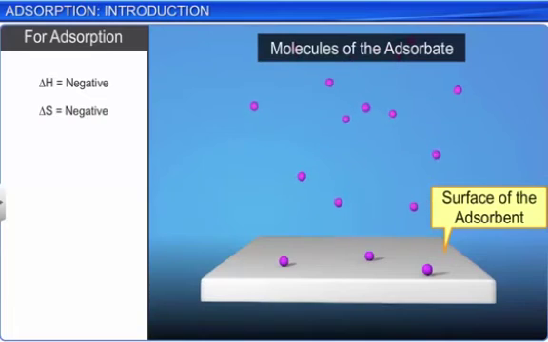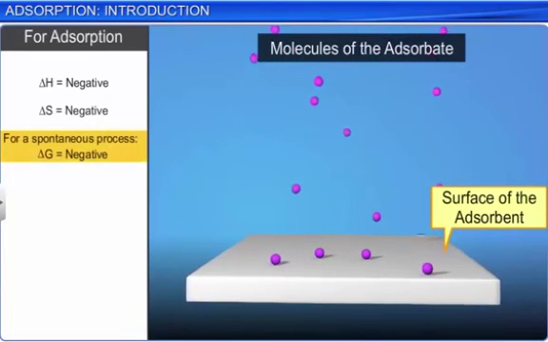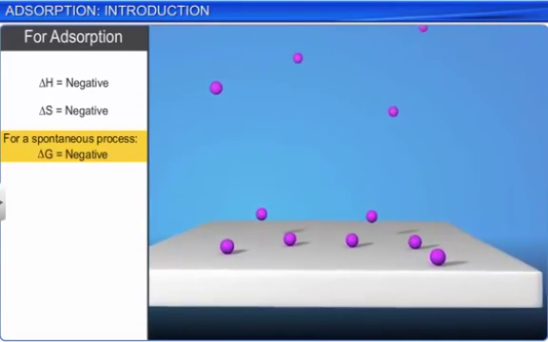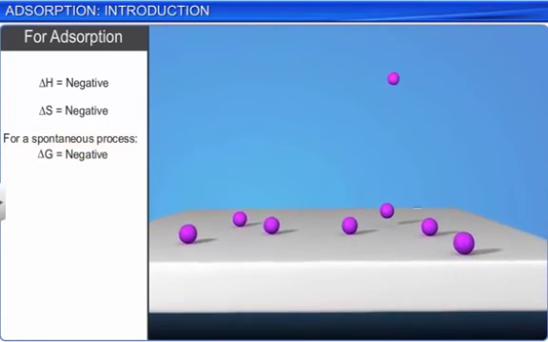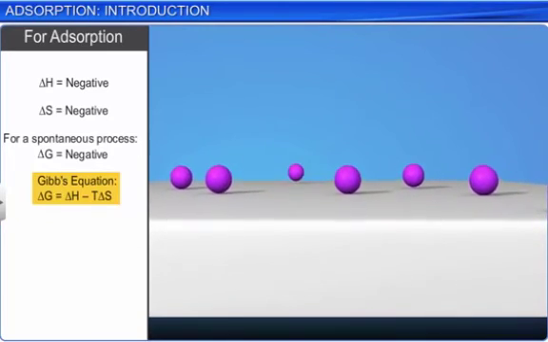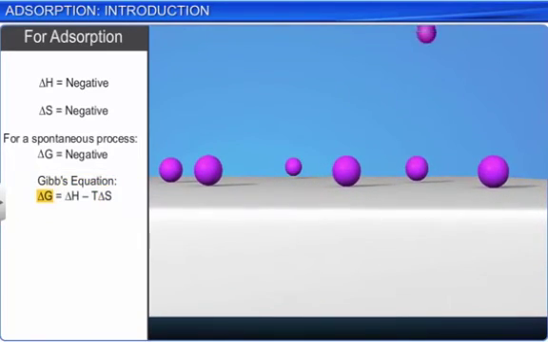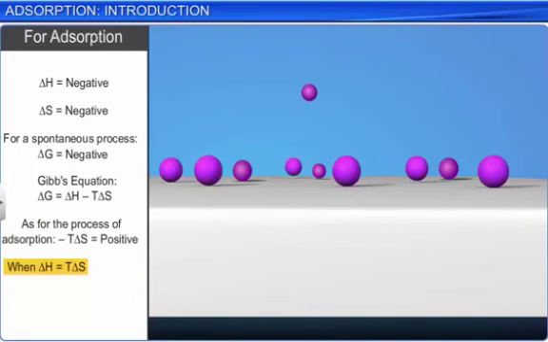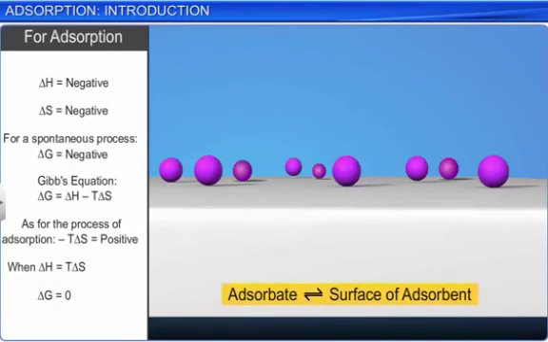We know that for any thermodynamic process to be spontaneous, the Gibbs free energy change, delta G, must be negative. The Gibbs equation is delta G is equal to delta H minus T delta S. So, delta G can be negative if delta H is sufficiently negative, since minus T delta S is positive for the process of adsorption. Adsorption continues until delta H becomes equal to T delta S, or when delta G becomes 0. The adsorbate and the surface reach a state of dynamic equilibrium.